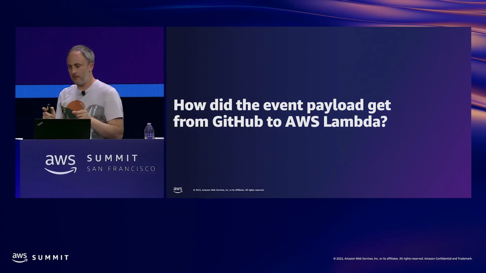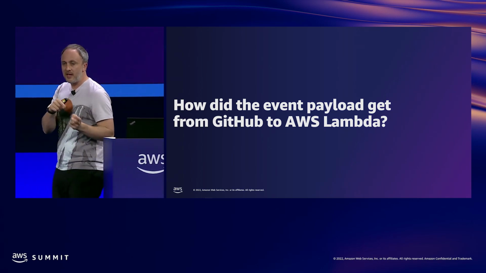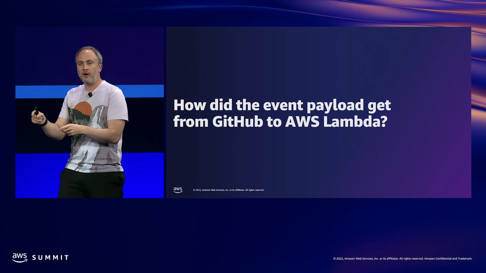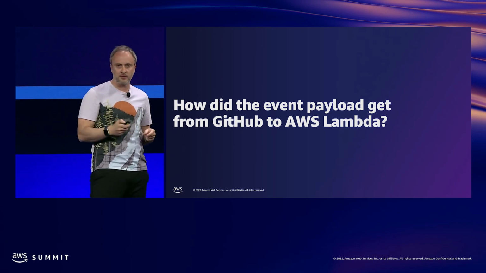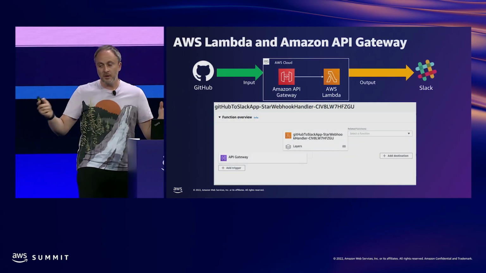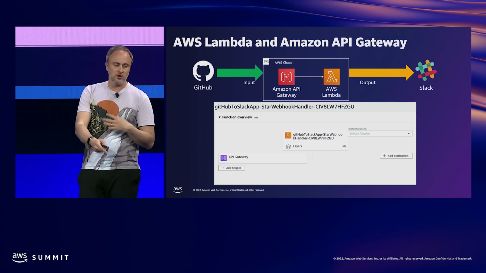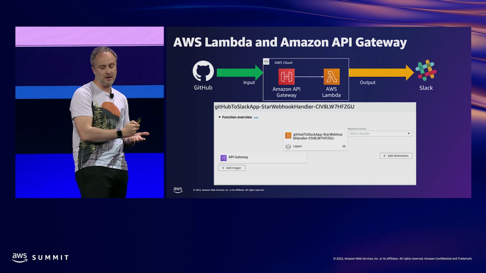The bit I've missed out, how did the event payload get from GitHub to Lambda? How did I tell GitHub a URL to post some information to my Lambda function? Well, anyone who's built any kind of a web app with Lambda will probably have guessed that I use this service called Amazon API Gateway.